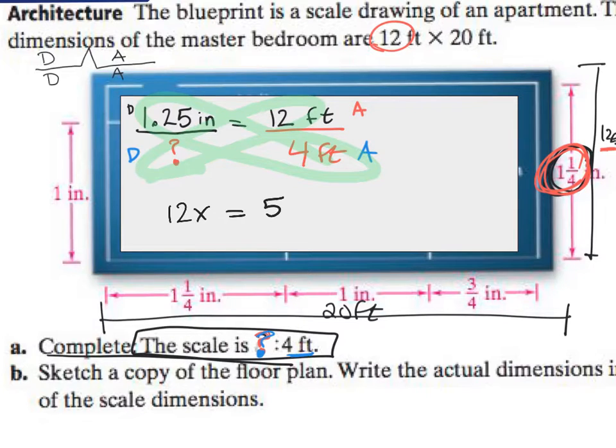And what do I do to solve for x? 4 times 1.25 is just 5, so 12x equals 5. Yep, divide. And I get 5/12. That means 5/12 of an inch, or if you wanted to divide it out with your calculator, you would get 0.416 repeating, so it's about 0.42 inches. So that's basically the scale. 42 hundredths of an inch is the same thing as 4 feet.